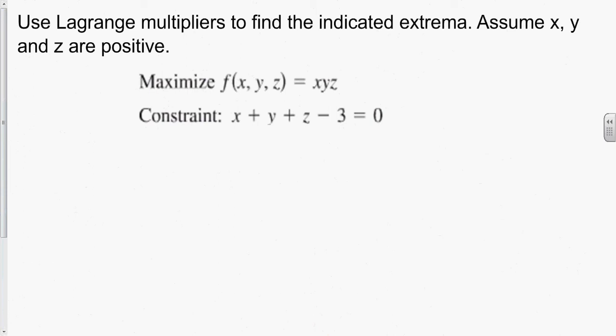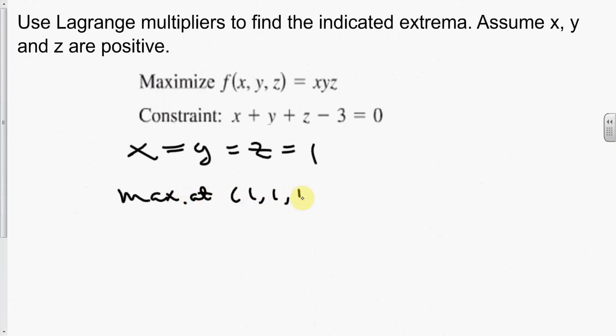So very good. So here you get x equal to y equal to z equal to 1. And so you have a max at (1, 1, 1, 1). And it's still in the first octant for x, y, and z. So, yes, sir. Very good. Any questions? Let me give you the sample exam.